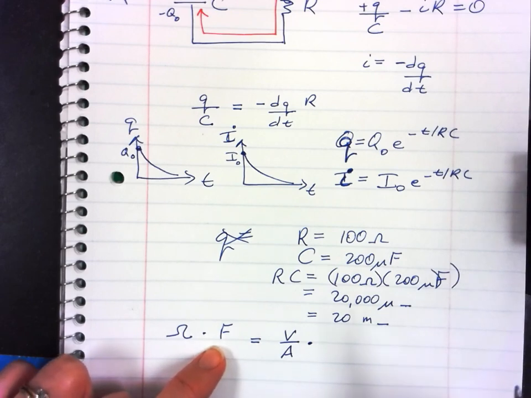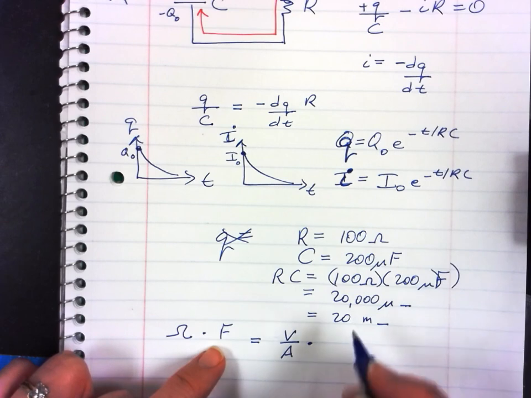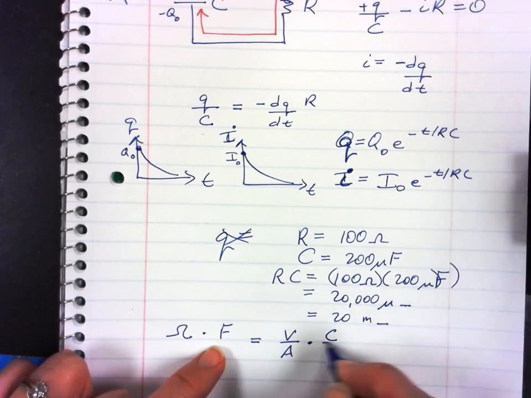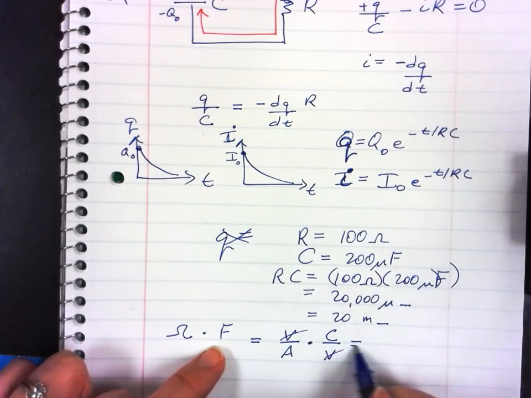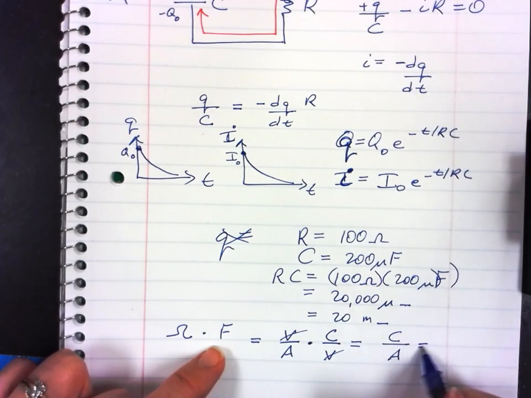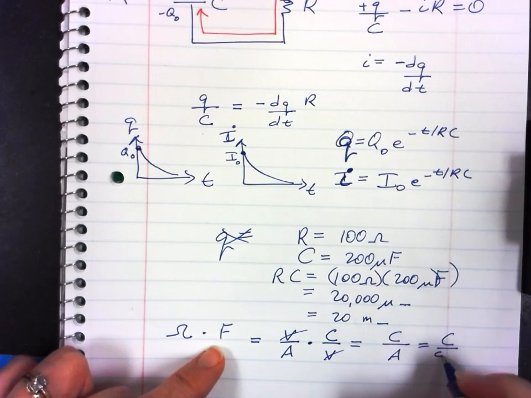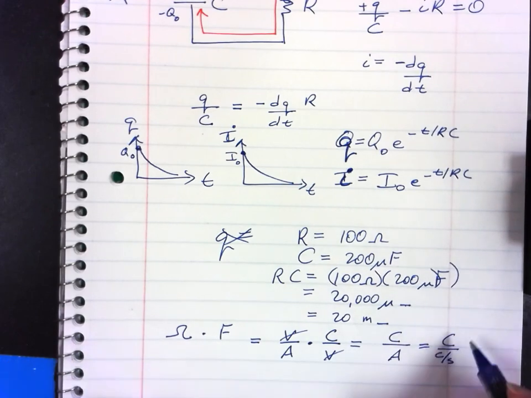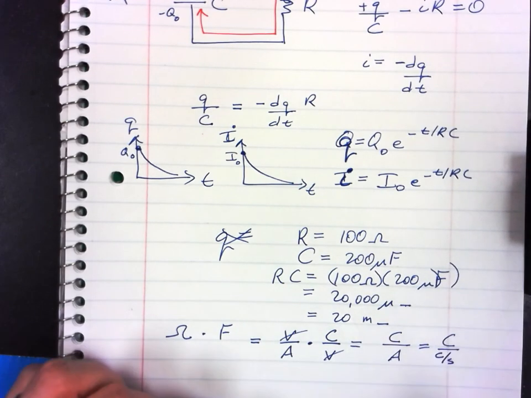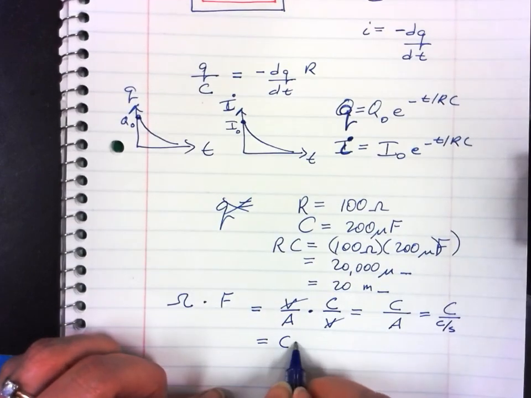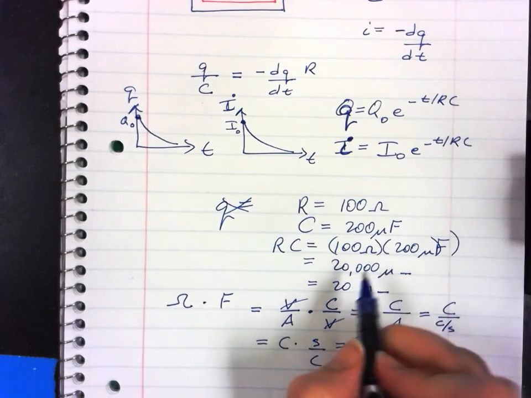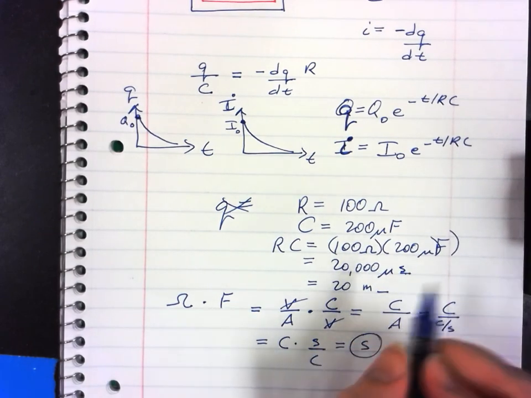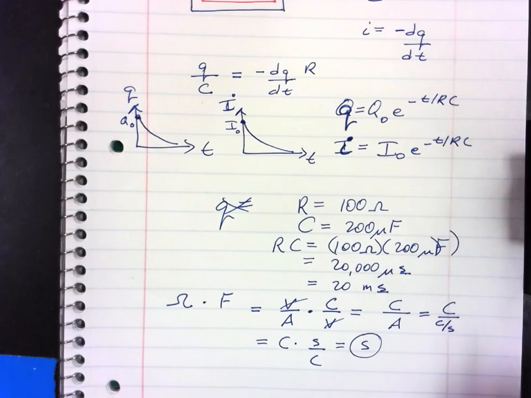A farad came from capacitance. Capacitance is defined as Q over voltage, charge over voltage, so this is coulombs over potential. Those cancel, and I'm left with C over A. Well, an amp is a coulomb per second. So a coulomb divided by a coulomb per second, rewritten as coulomb times second over coulomb, is a second. So this was 20,000 microseconds, or 20 milliseconds.